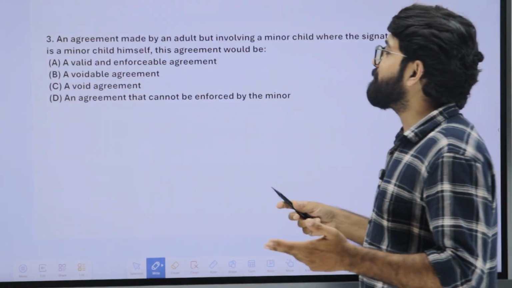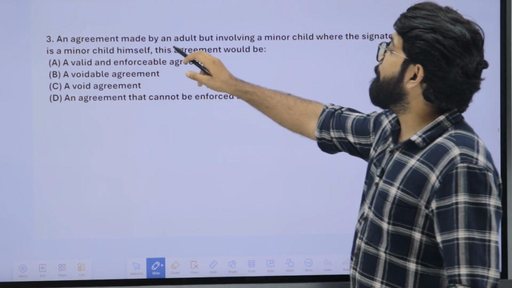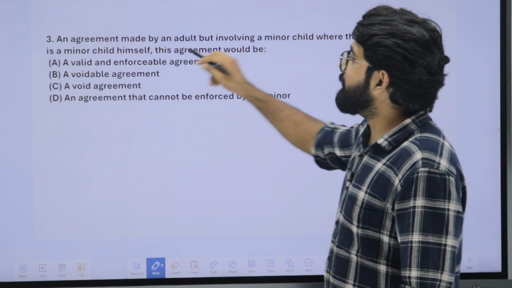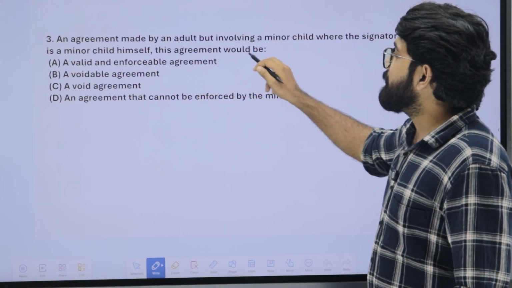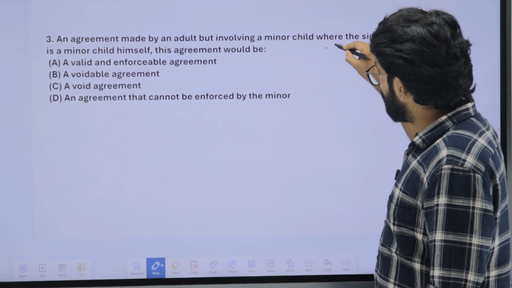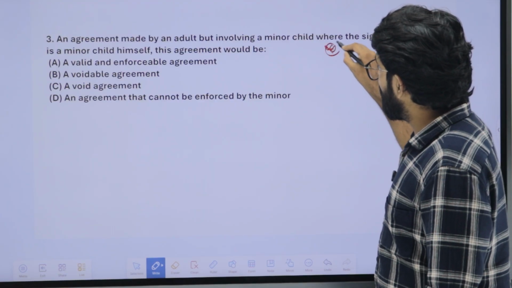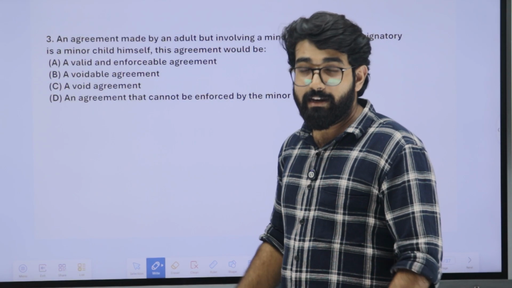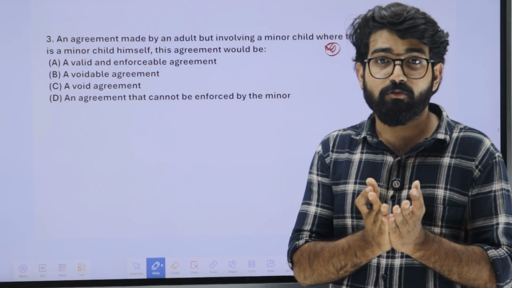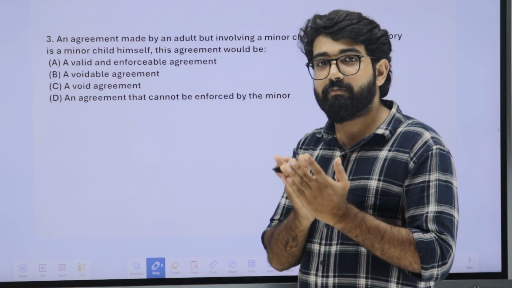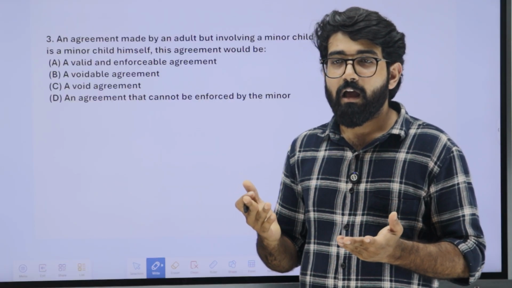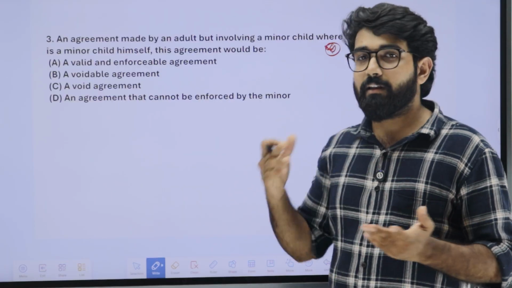Now, third question: an agreement made by an adult but involving a minor child, where the signatory is a minor child himself. This agreement would be what? This was a question, and the answer key which I had in my hand was wrong. I don't know if that was the proper CLAT answer key or if there was an error in it, but that answer key was wrong.